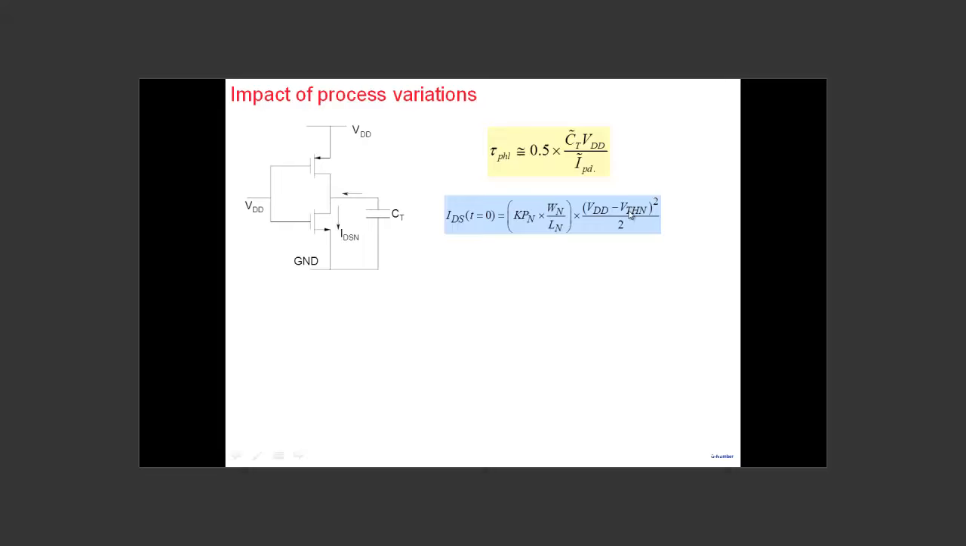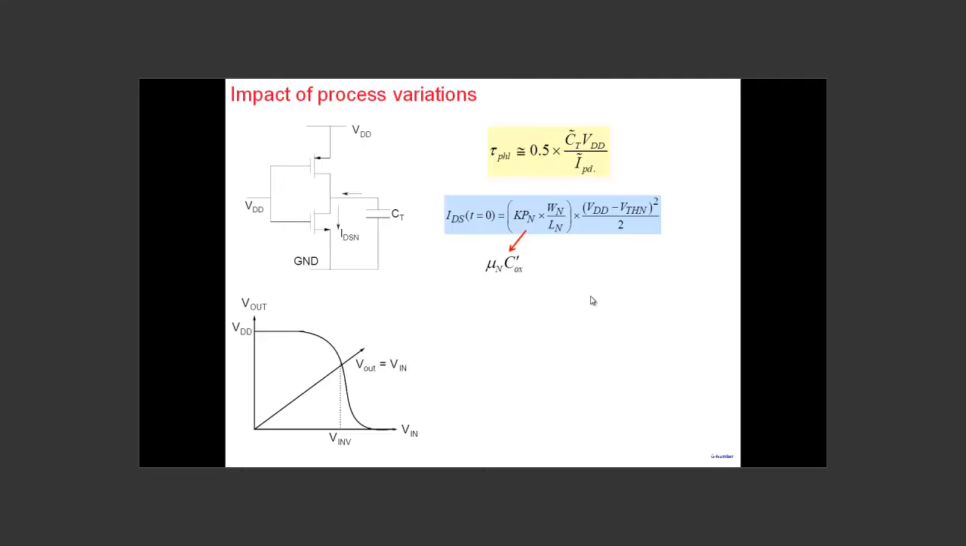All transistors do not have the same KPN. KPN, if we break it up, is made up of mobility and oxide capacitance. All transistors do not have the same mobility. There are variations. All transistors do not have the same threshold voltage. There are variations.